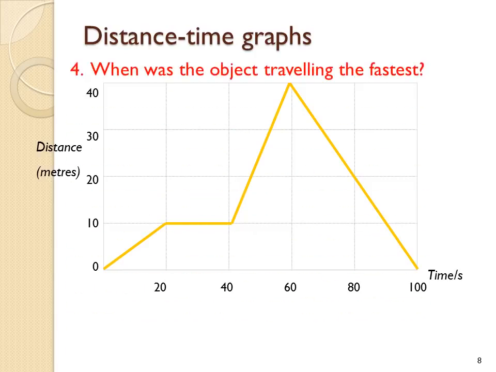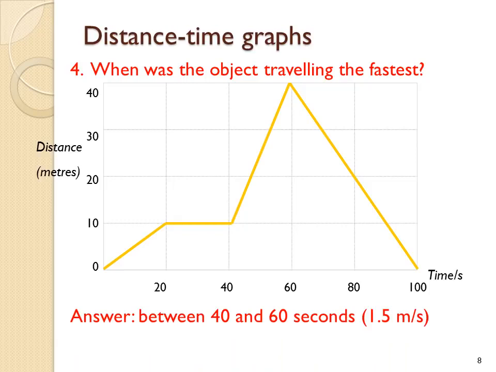When was the object travelling the fastest? Without a calculation, you can see it's the steepest part of the graph, so between 40 and 60 seconds. You could calculate the speed here, it's 1.5 meters per second.